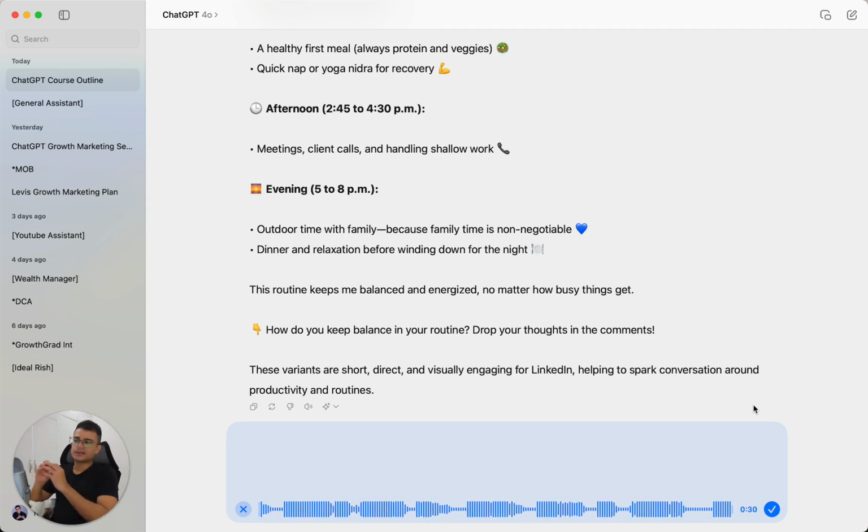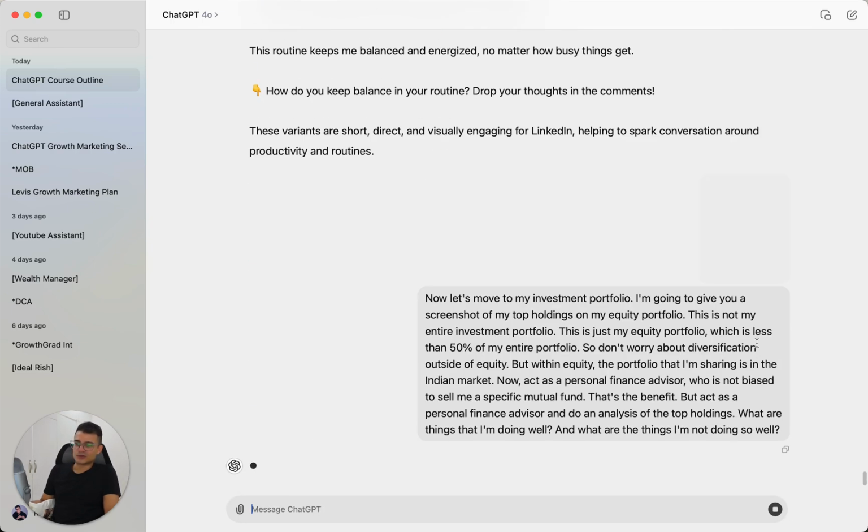Now, act as a personal finance advisor who's not biased to sell me a specific mutual fund. That's the benefit. But act as a personal finance advisor and do an analysis of the top holdings. What are things that I'm doing well and what are the things I'm not doing so well? Now, people charge a lot of money for portfolio reviews. So this is something that we're going to do with ChatGPT now.